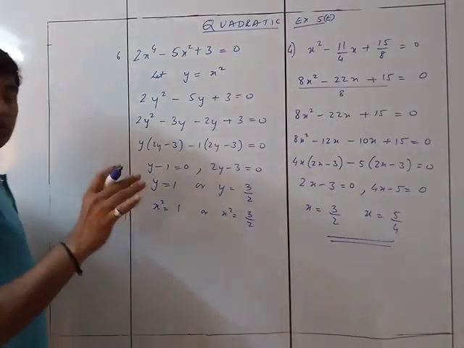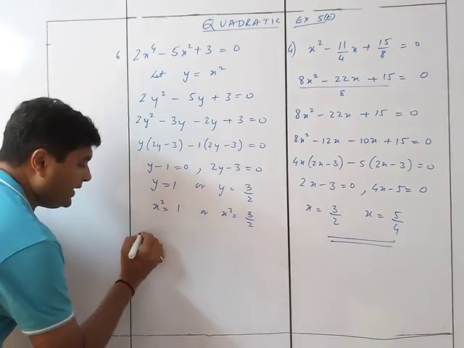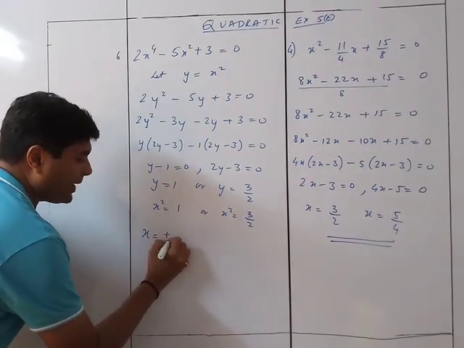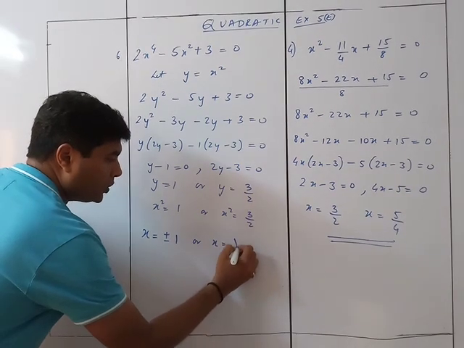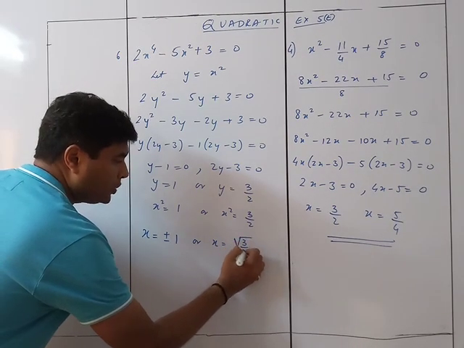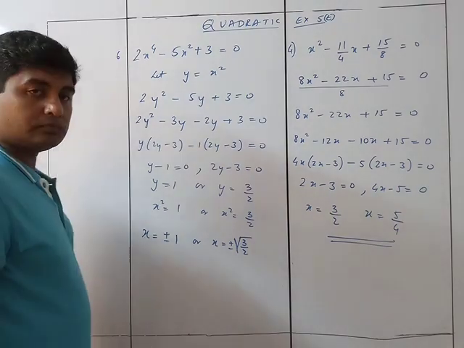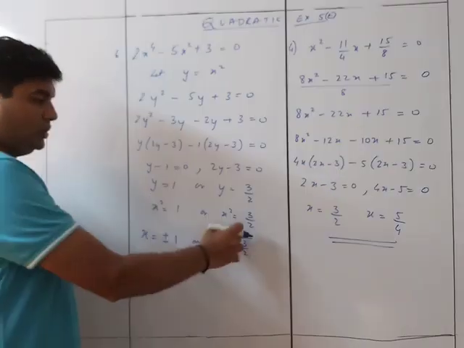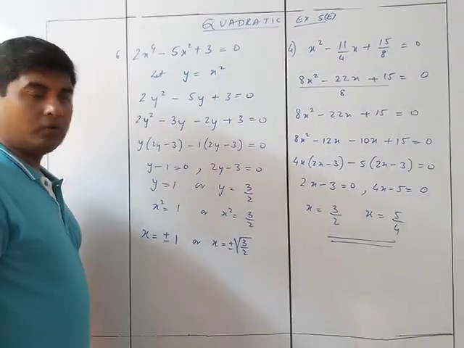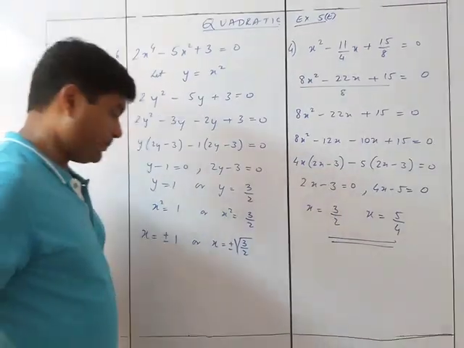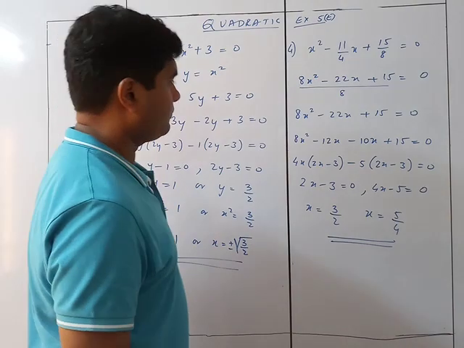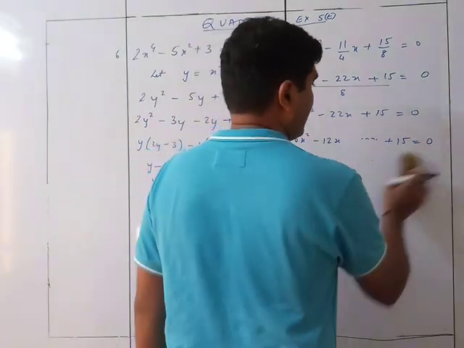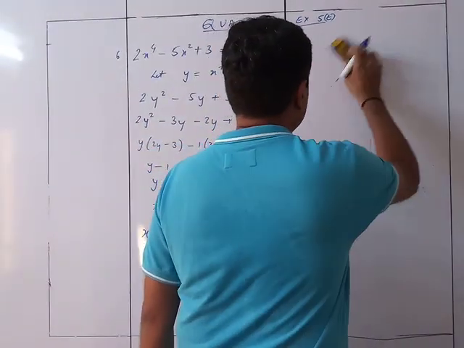This gives me totally 4 answers. So x is equal to plus or minus 1, or x is equal to plus or minus root of 3 upon 2. So this will be the answer for the sixth question. We go to the next one, that is sum number 8.